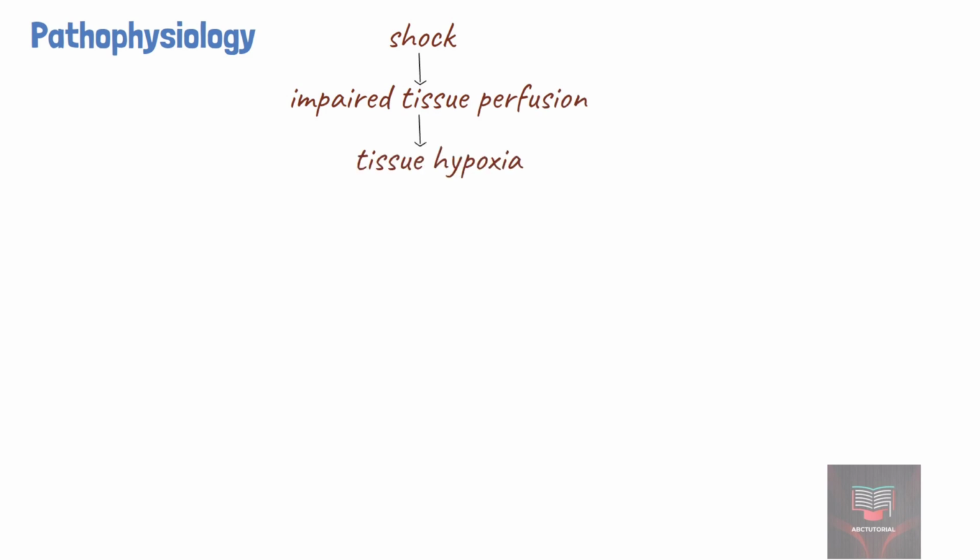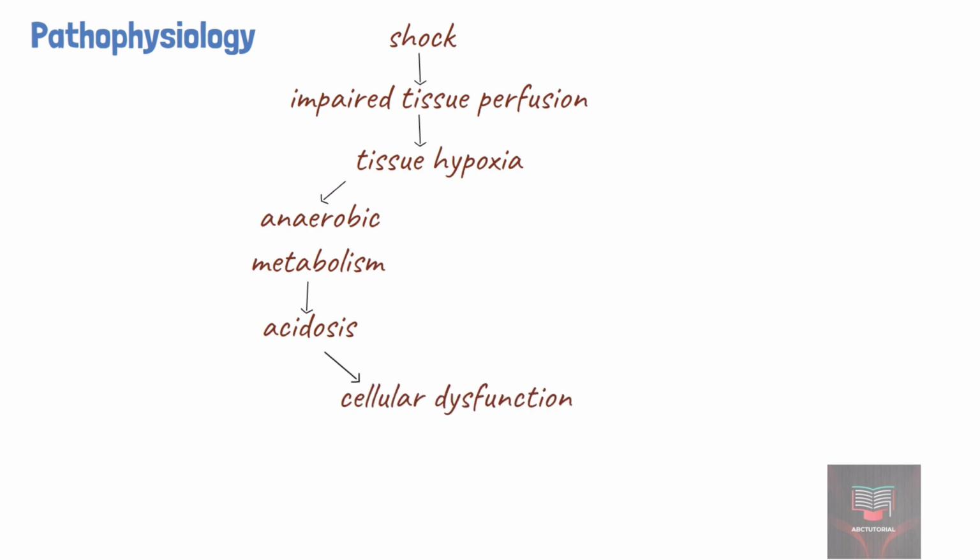The fundamental defect in shock is reduced perfusion of tissues. Once perfusion declines and oxygen delivery to cells is inadequate for aerobic metabolism, cells shift to anaerobic metabolism with increased production of carbon dioxide and elevated blood lactate levels, leading to acidosis. Cellular function declines, and if shock persists, irreversible cell damage occurs and death.